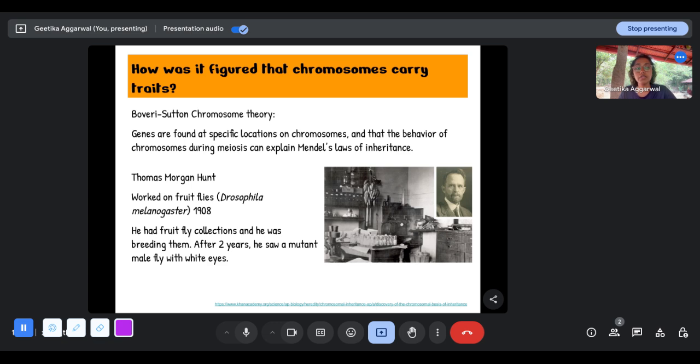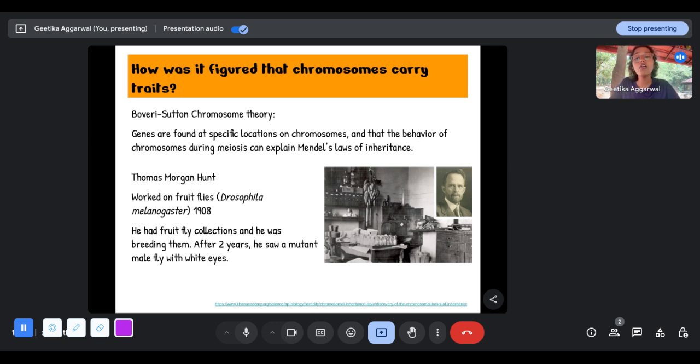Their generation time is small, so they will develop faster, so you will be able to follow their lifespan and follow how diseases or things spread in them. So he had this fruit fly collection, and he had been breeding them, and he wanted to look at mutants.